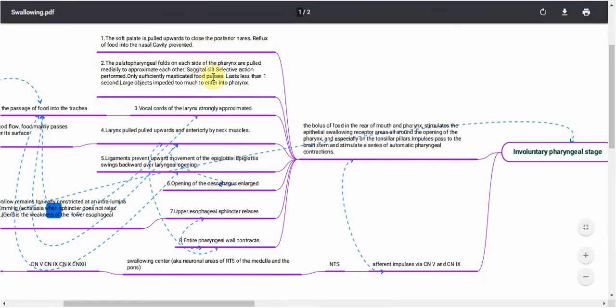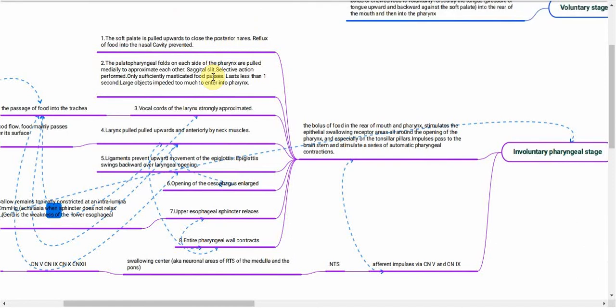What is the purpose of this sagittal slit? It is a selective mechanism, because we only want the masticated bolus of food entering into the pharynx. We don't want any large particles getting into the pharynx, and this step basically lasts for less than a second. The purpose of this is to exclude any large unmasticated product that you should not be swallowing in the first place, right? So what is the third?